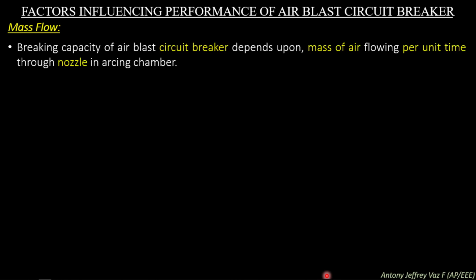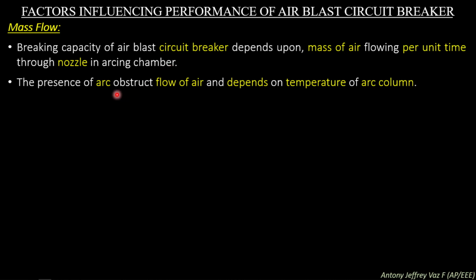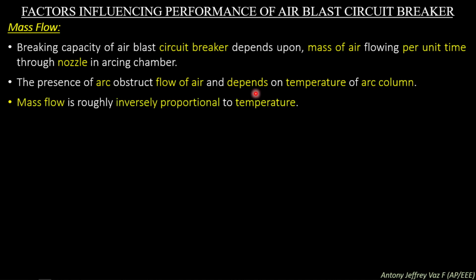Mass flow. Breaking capacity of air blast circuit breakers depends upon mass of air flowing per unit time through the nozzle in the arcing chamber. The presence of arc obstructs flow of air and depends on temperature of arc column. So the air which is flowing through the arcing chamber has a mass. So this mass of air flow through the arcing chamber and through the axial blast circuit breaker should have an optimum amount. Mass flow is roughly inversely proportional to the temperature.